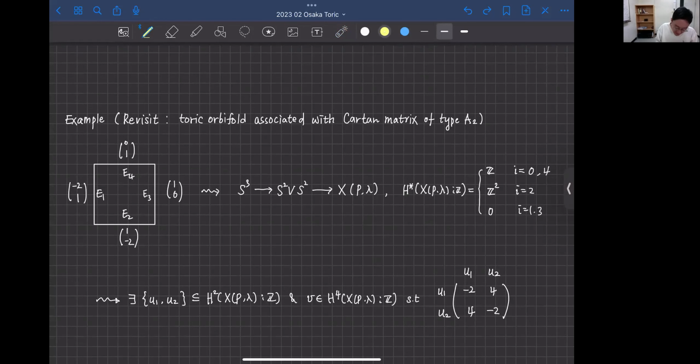If you have this toric orbifold corresponding to this Cartan matrix, maybe Haku will introduce this example again, but anyway, its cohomology is generated by Z in degree 0 and 4, and Z² in degree 2, and the odd degree cohomology group vanishes. So there is a natural basis u_N, u_1 and u_2, and the cup product structure can be obtained just by looking at the characteristic vectors, right? So this is our main result.